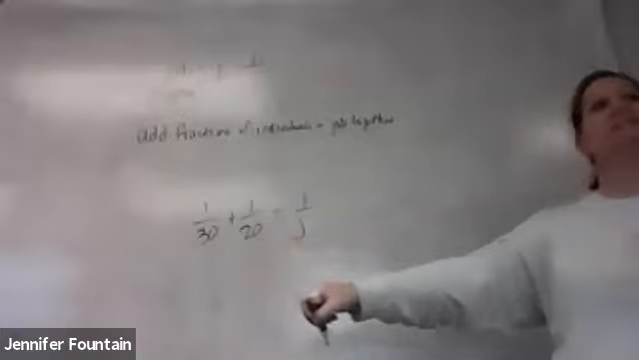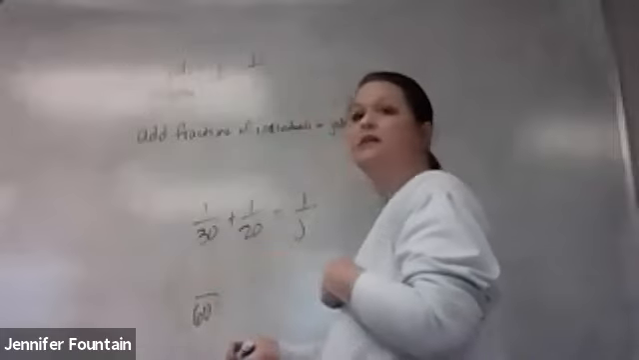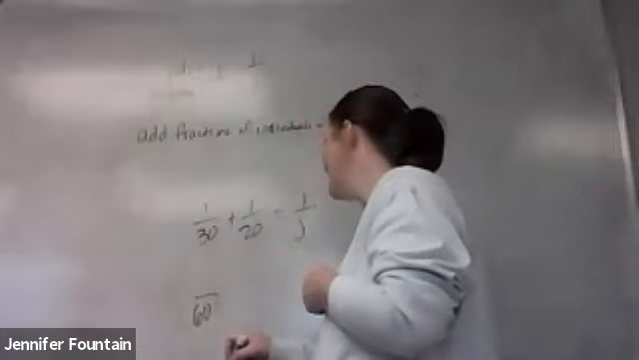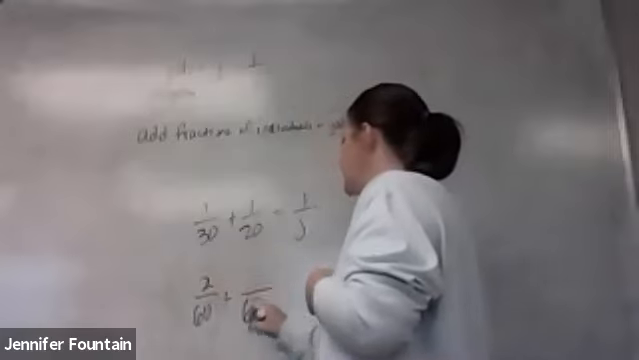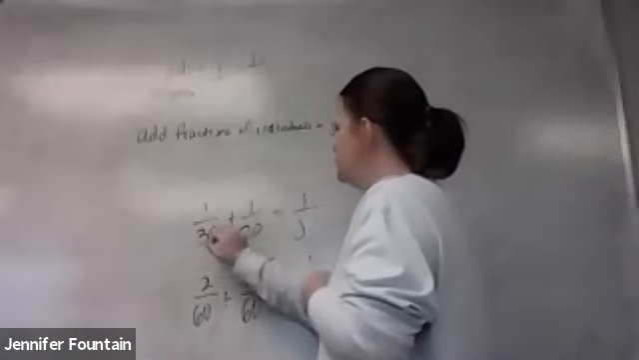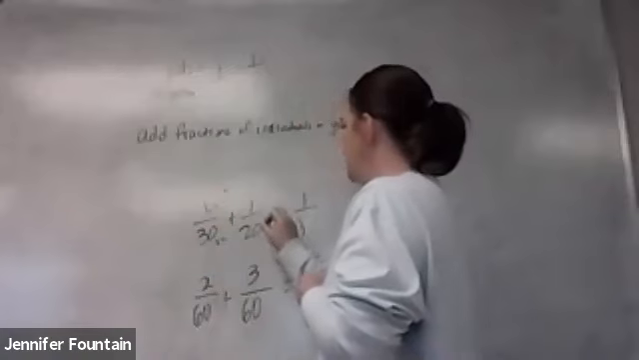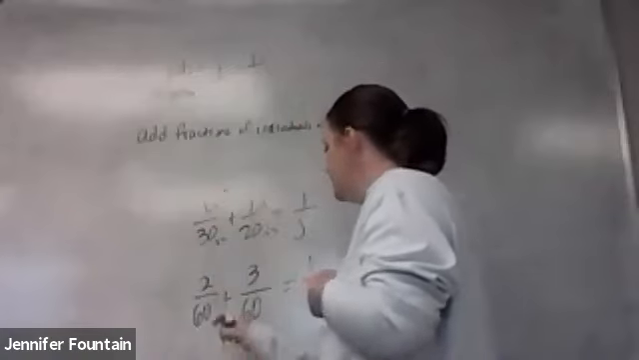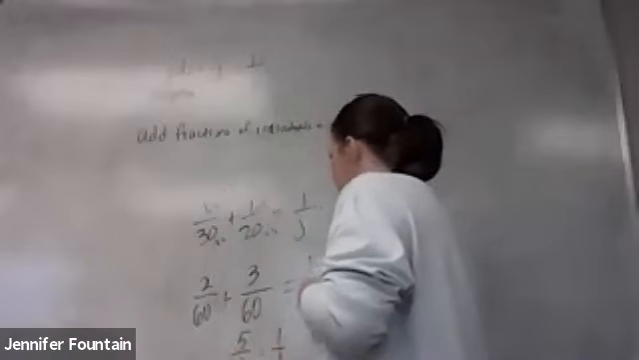60, good. So denominator is 60, so 1 over 30 is what over 60? 2. And 1 over 20 is 3 over 60. So it's actually 2 plus 3 is 5, because I have to multiply by 2 here, multiply by 2 here, multiply by 3 here, multiply by 3 here. So I have 5 over 60 equals 1 over j.